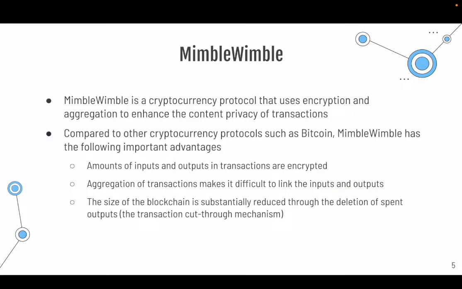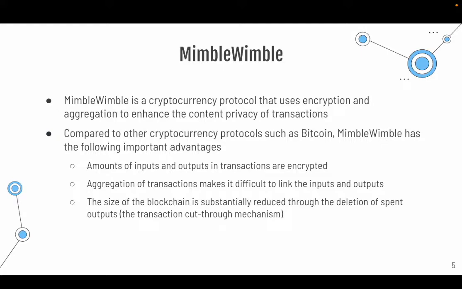Now I will provide some background on the MimbleWimble cryptocurrency protocol. This protocol uses encryption and aggregation to enhance the content privacy of transactions. Compared to other cryptocurrency protocols such as Bitcoin, MimbleWimble has several advantages. One is that the amounts of inputs and outputs in transactions are encrypted. Also, aggregation of transactions makes it difficult to link the inputs and outputs.